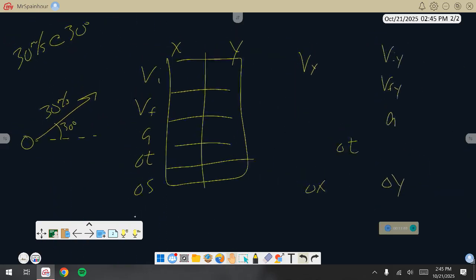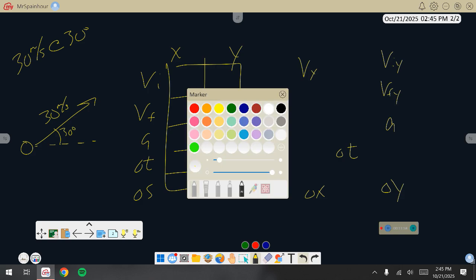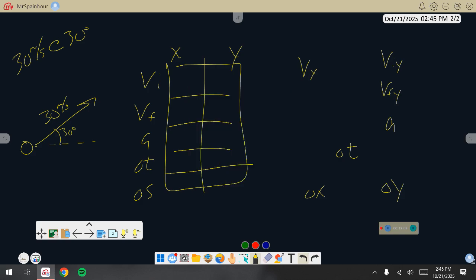Now, all right. Where does 30 meters per second at 30 degrees go in either one of these? Nowhere. Correct. It doesn't at all. What do you have to do before you can start to fill in? Find the components. You have to find the components. And how are you going to find the components? Trigonometry.